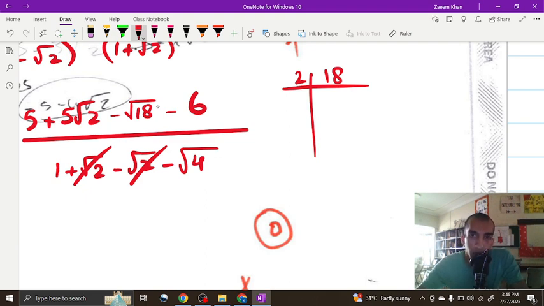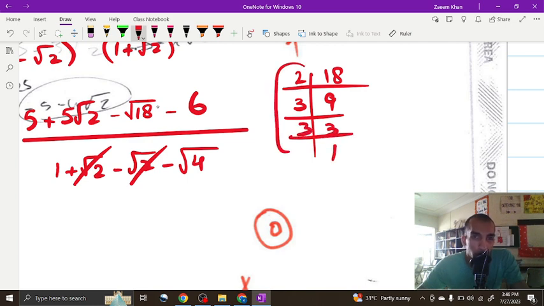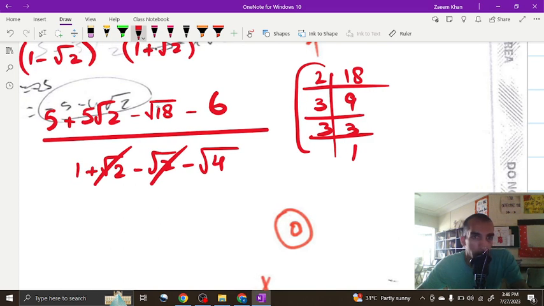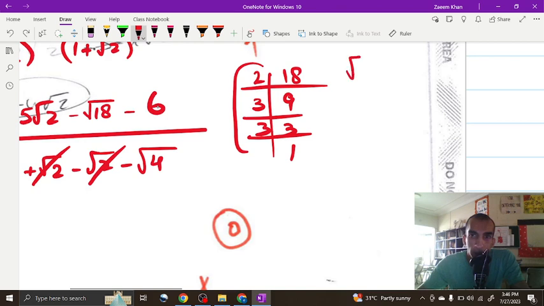How many times does 2 fit into 18? 9 times. How many times does 3 fit into 9? 3 times. So which of these two numbers can join forces together and come out with the square root sign? The square root of 3.